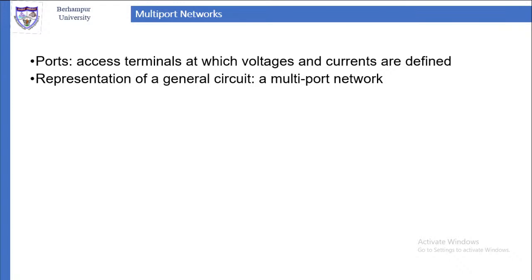If there are two ports, those are called two-port networks. If there are three ports, those are called three-port networks. If it is four ports, those are called four-port networks. Beyond four ports, we usually call it a multi-port network. So from two ports upward, everything is a multi-port network. But usually we deal with two-port, three-port, and four-port networks.